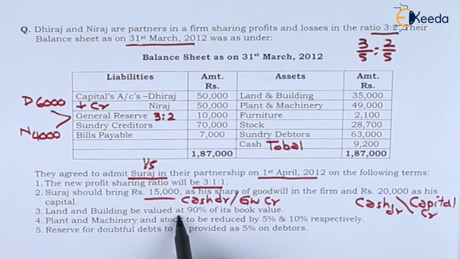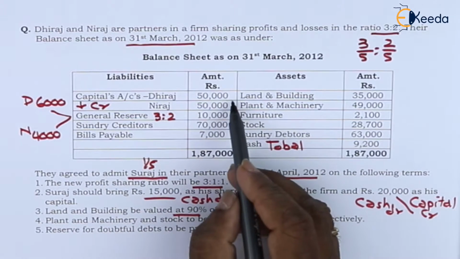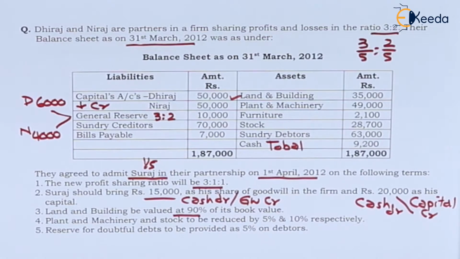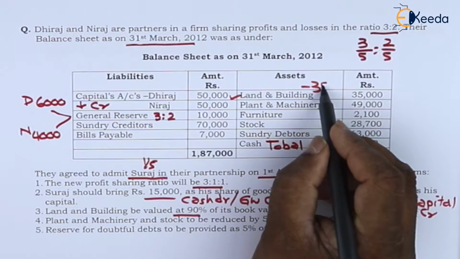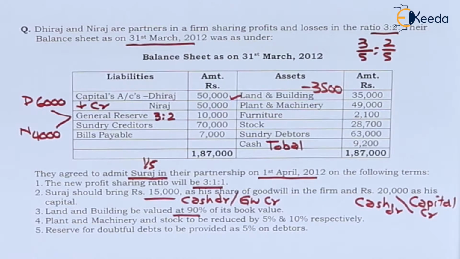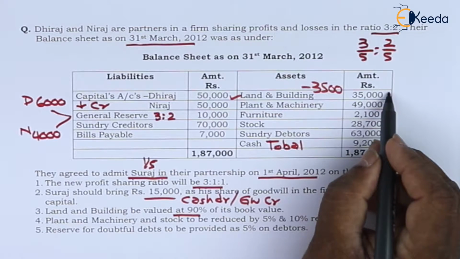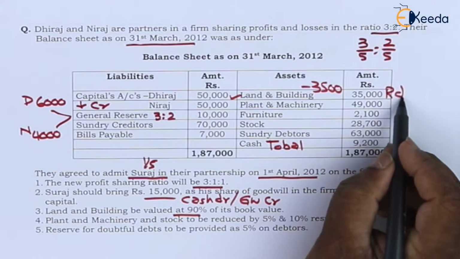Land and building to be valued at 90% of its book value. Land and building is 35,000. 90% of book value means we are required to reduce it by 10%. So we'll have to deduct 3,500 from land and building. Second effect, revaluation account debit.